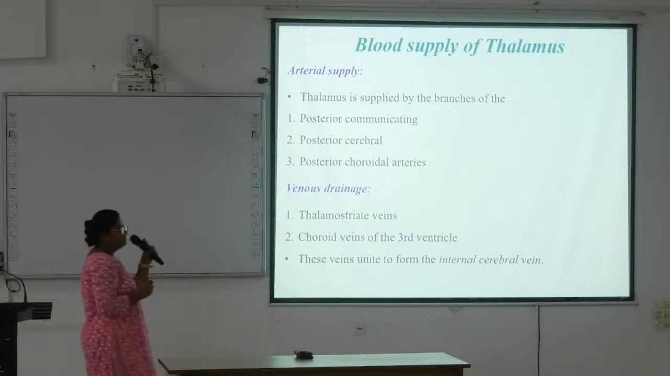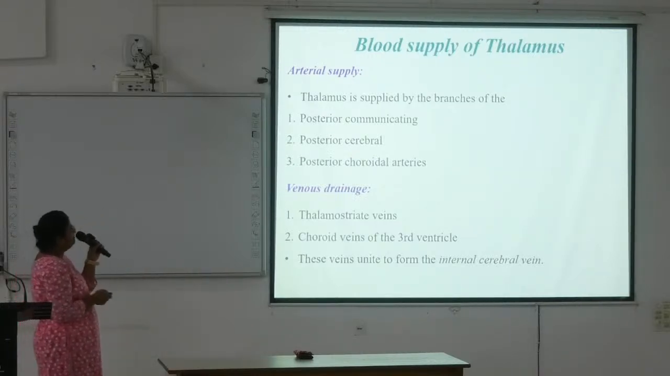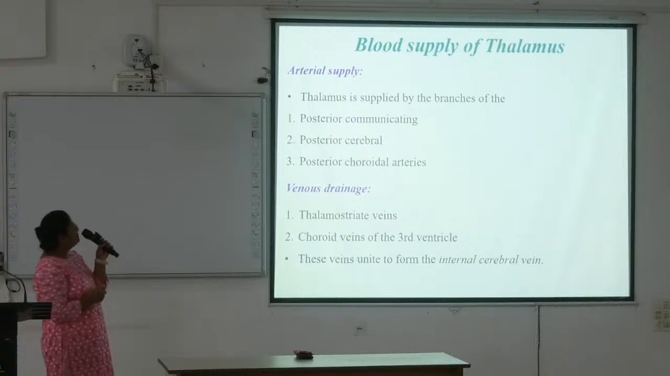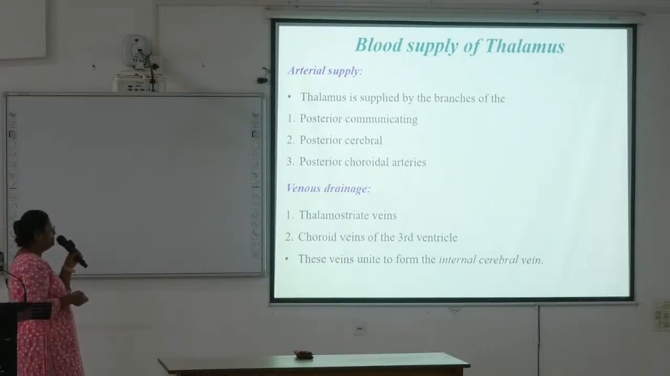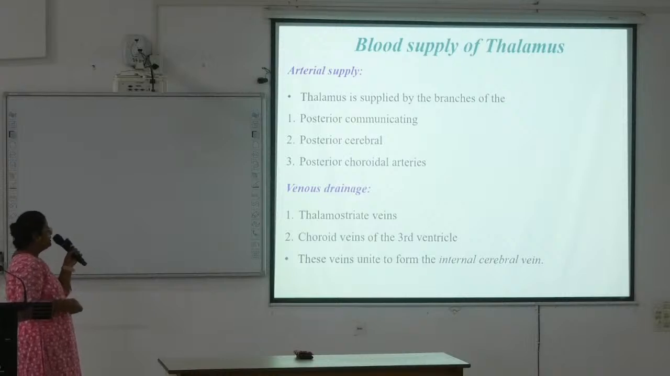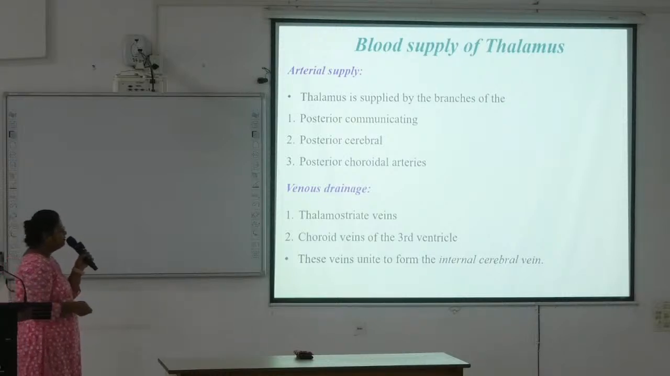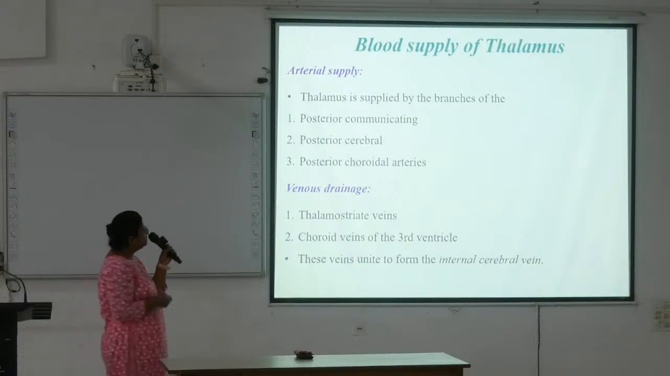Okay, blood supply is important. So arterial supply, it is supplied by branches of the posterior communicating, posterior cerebral and posterior choroidal arteries. Venous drainage is via thalamostriate veins and choroid veins of the third ventricle, and these veins unite to form the internal cerebral vein. Okay, so this is blood supply of the thalamus.